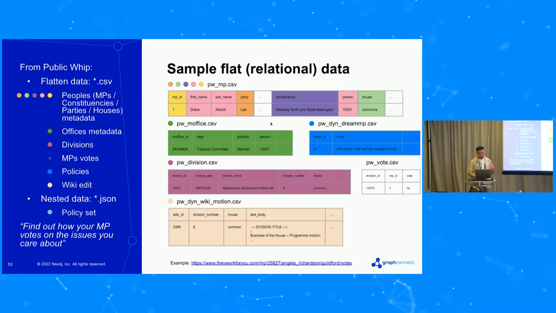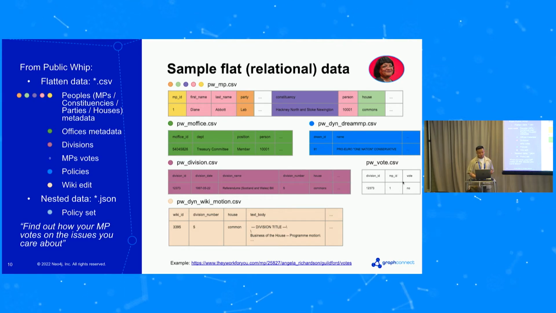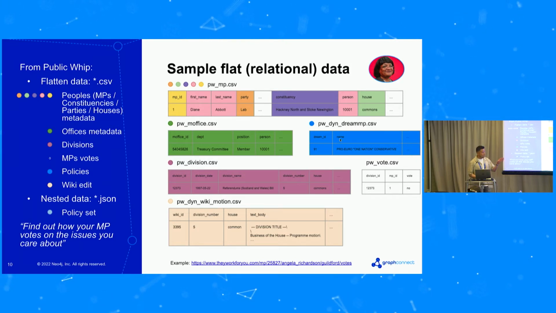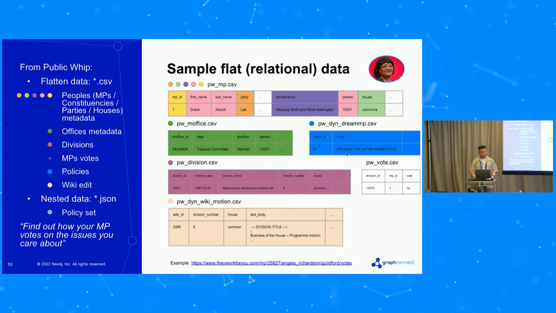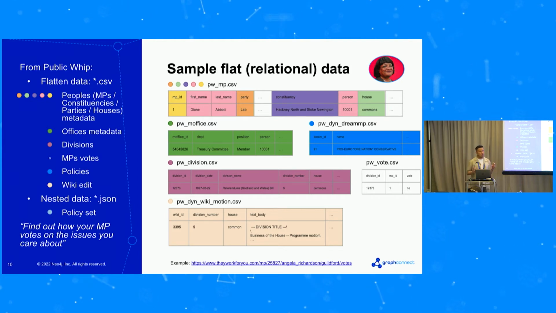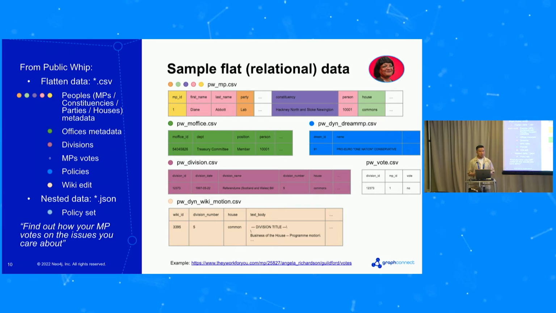Mrs. Abbott, maybe you know her, she's really famous in the UK. She voted no for this referendum bill. And this bill is related to the blue table over there, which is the policy called Pro-EU One Nation Conservative. So based on this sample data, let's find out how these members vote for the issues you care about. You may notice these tables are drawn in different colors. That means I'm going to construct different graph entities respectively later on.